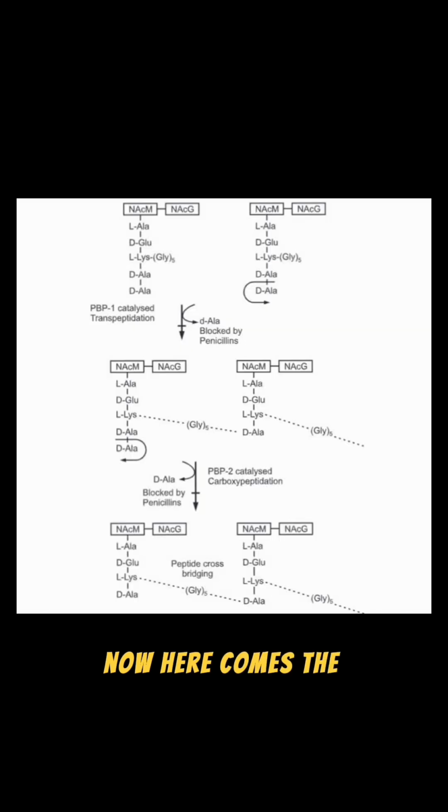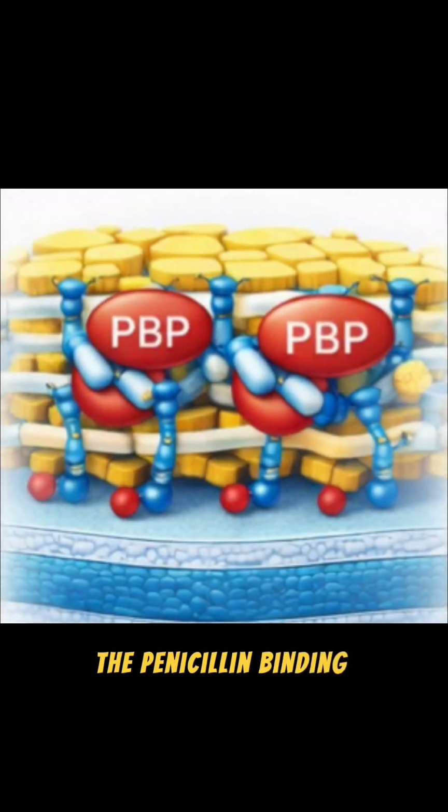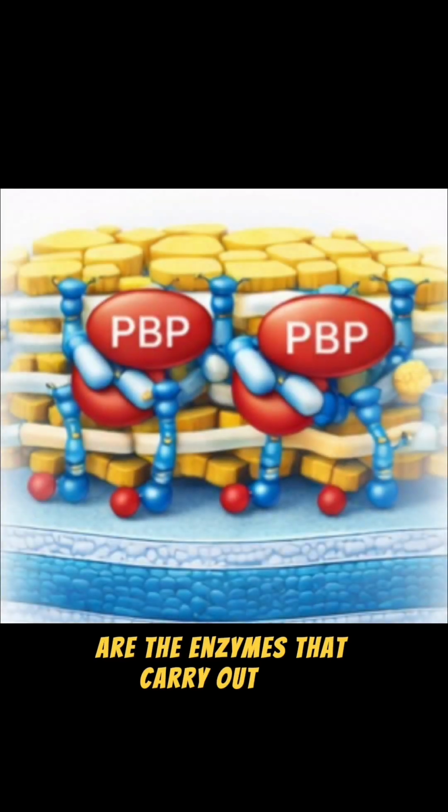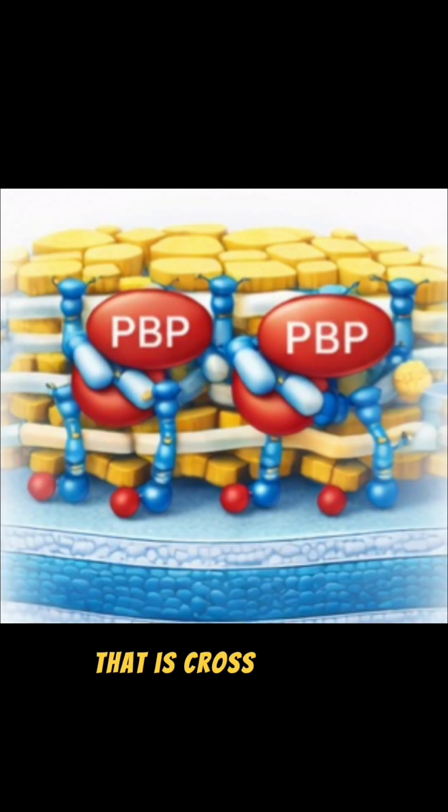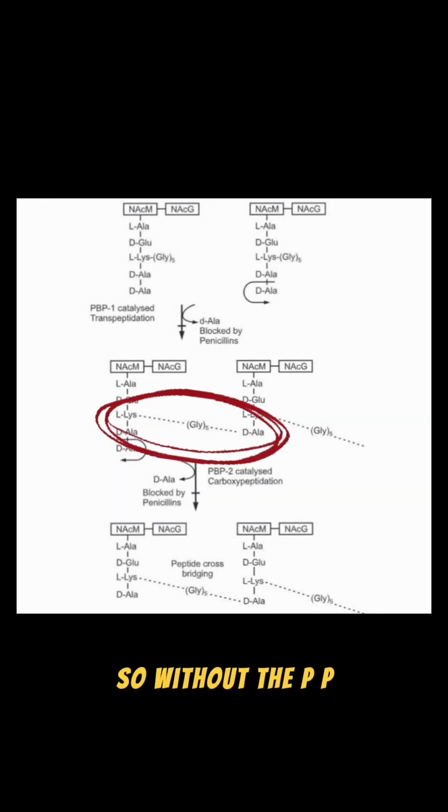Now here comes the enzyme you must remember for your life, that is penicillin binding proteins. The penicillin binding proteins are the enzymes that carry out the transpeptidation, that is cross-linking of the peptide chains. So this will strengthen the bacterial cell wall. Without the PBPs, there will be no cross-linking, and there will be a weak cell wall.